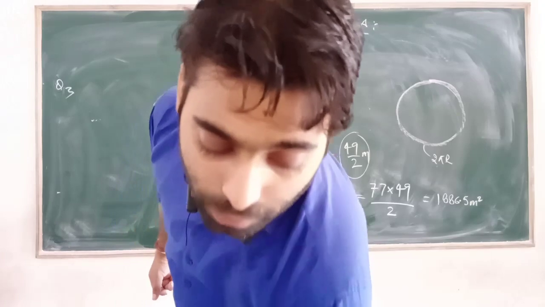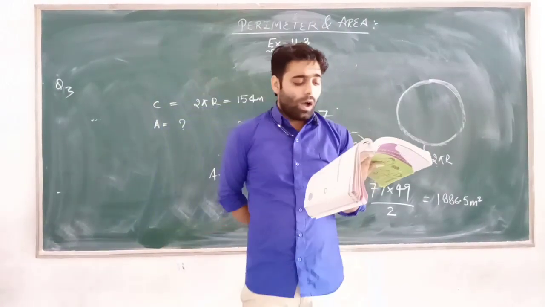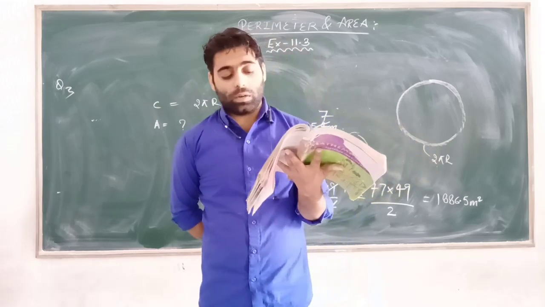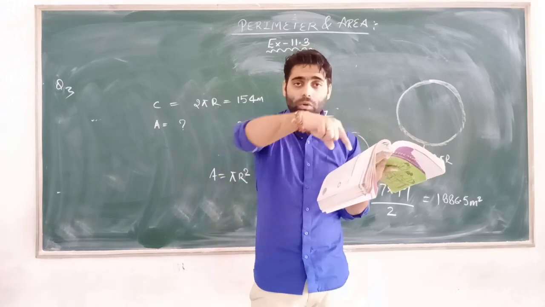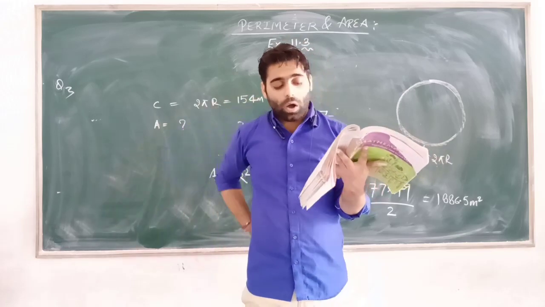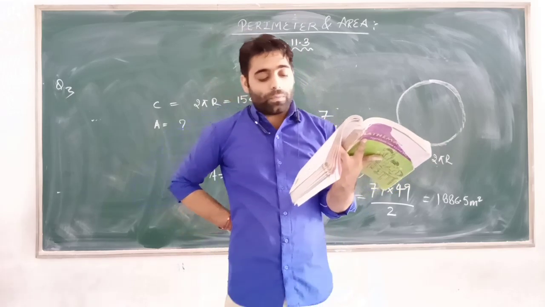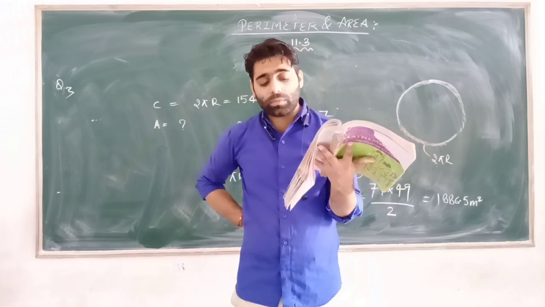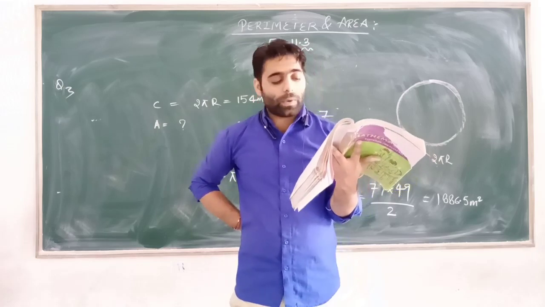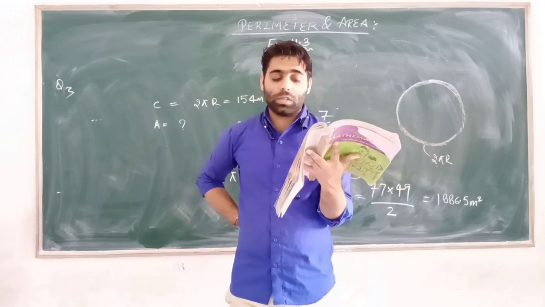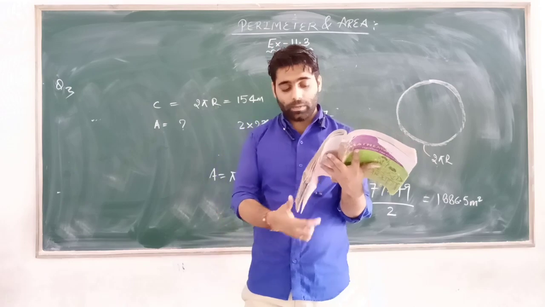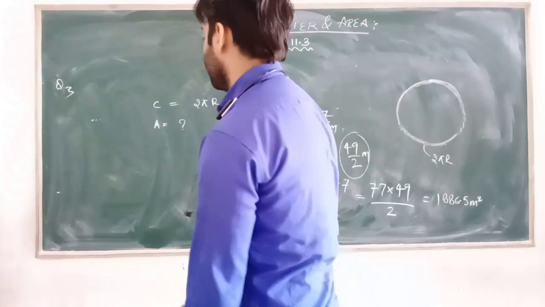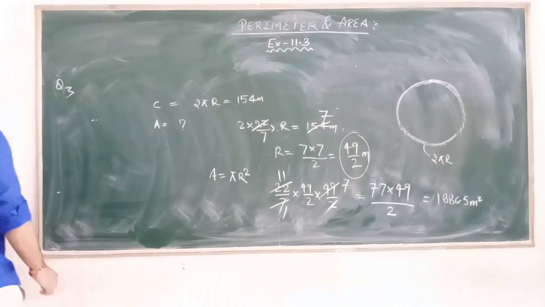Now, moving toward our question number 4. A gardener wants to fence a circular garden of diameter 21 meter. Find the length of the rope he needed to purchase if he makes 2 rounds of the fence. And also find the cost of rope if its cost is rupees 4 per meter. Let's start. Diameter has been given, that is 21 meters.